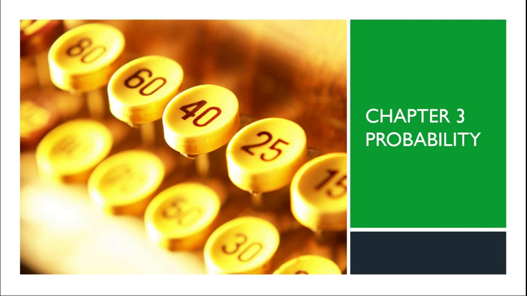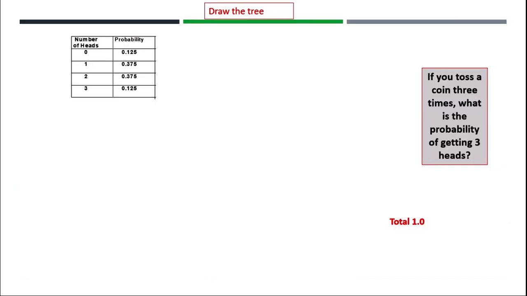Here are two examples of tree diagram. Example 1. If you toss a coin 3 times, what is the probability of getting 3 heads? When you toss a coin, it can be a head as denoted in red, and it can also be a tail as denoted as black. The chance of a head and a tail is equal, half-half, as 1/2.